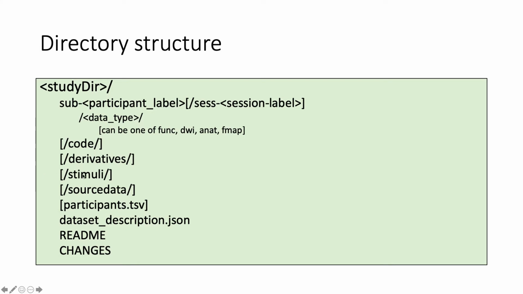Stimuli, so that could be, let's say you're doing a food picture study, you can put pictures in that stimulus directory so that people know what your subject is viewing. Source data refers actually to the DICOM, and so this is where you would put all of your raw data, keeping it separate from your minimally processed data, kind of as an added layer of protection.